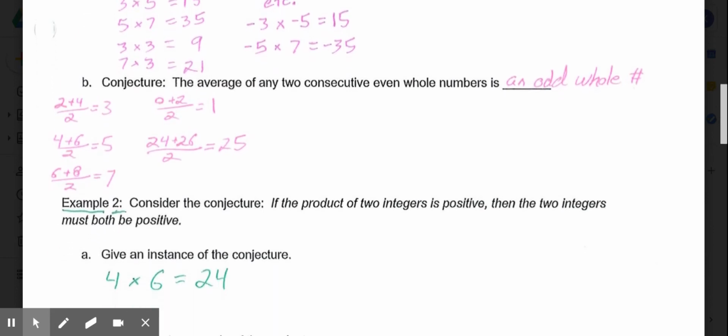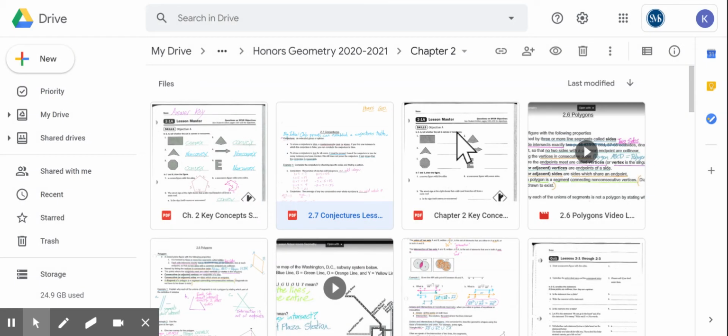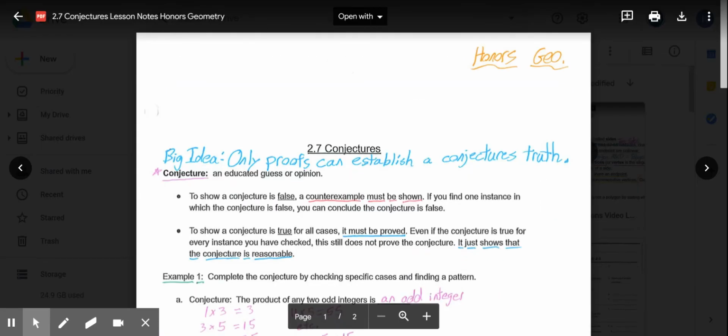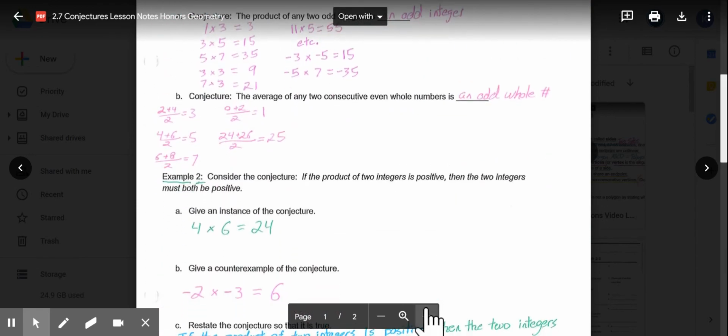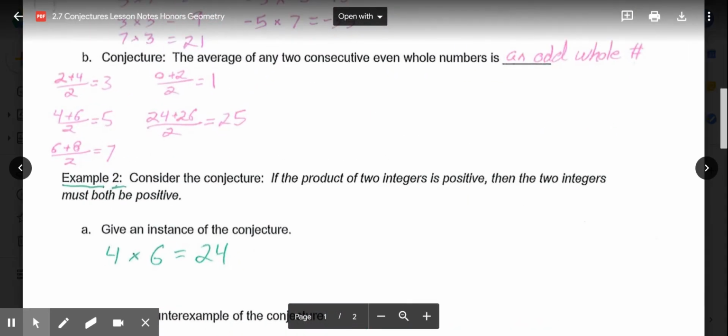For part B, the conjecture starts with saying the average of any two consecutive even whole numbers is blank. So consecutive would be one right after the other. So we're looking at consecutive whole numbers that are even, and the average of those, which would be dividing by 2. So in this case, consecutive evens would be like 2 and 4.